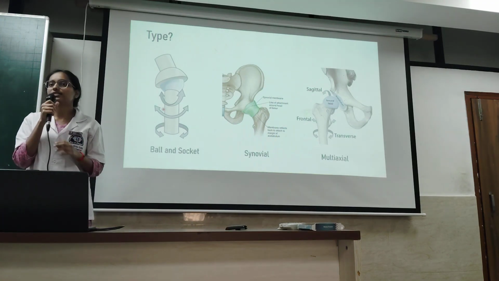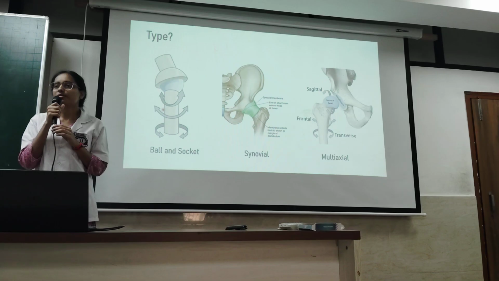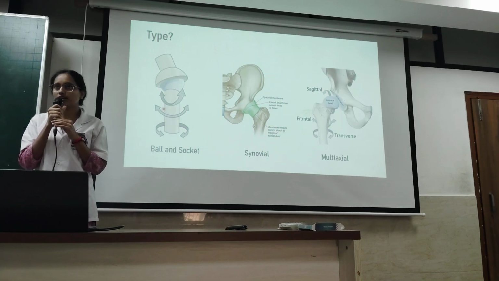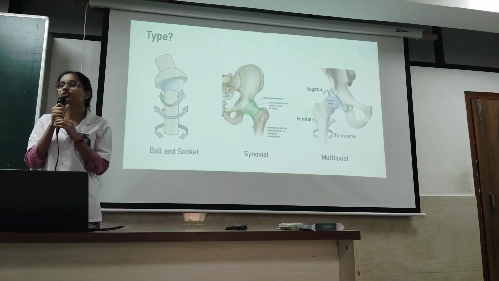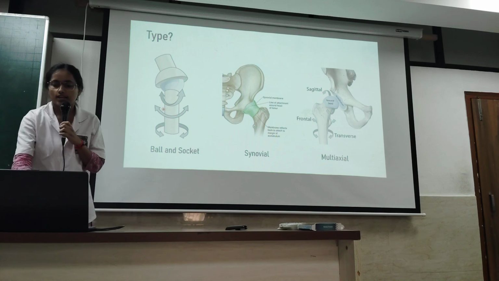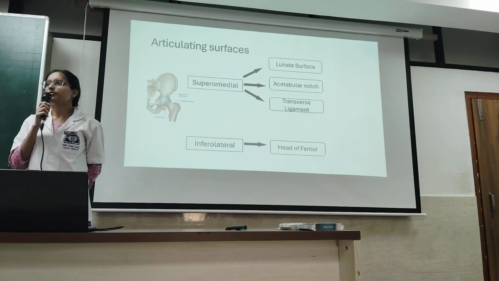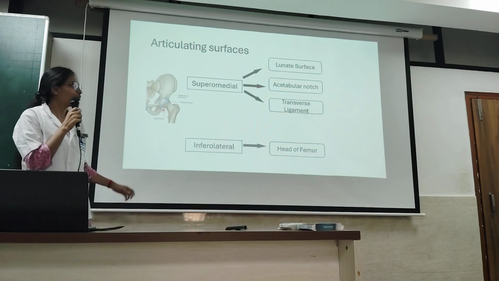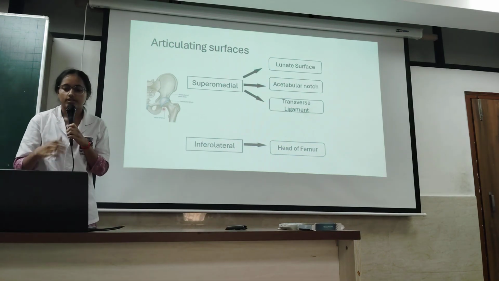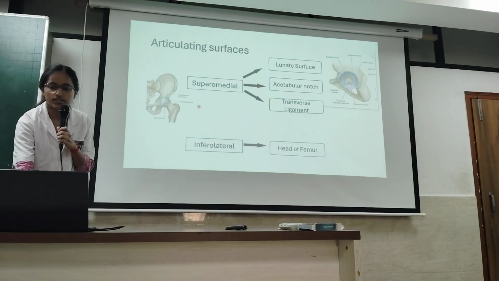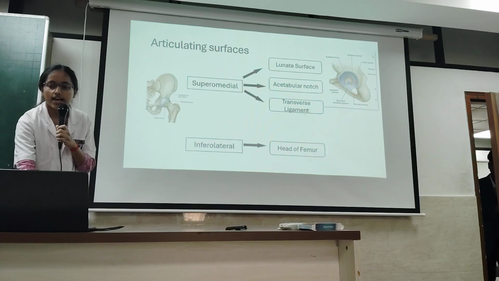The hip joint is designed in such a way that it gives stability. So in the hip joint, mobility is compromised for stability. Coming to the articulating surfaces, they can be divided into two, that is superomedial and inferolateral. As you can see in this picture, the superomedial surface consists of the lunate surface, acetabular notch and a transverse ligament.